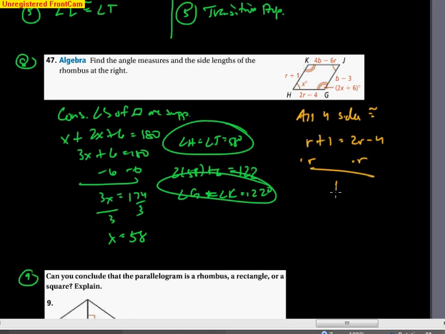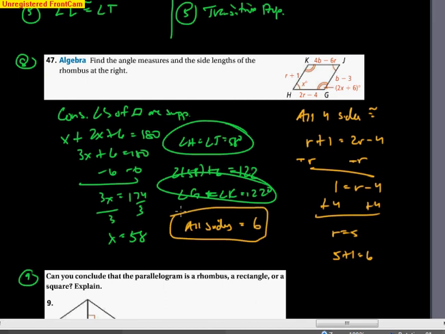Subtract r. 1 equals r minus 4, add 4. R is 5. And if r is 5, we plug it back in. 5 plus 1 is 6. So all sides equal 6. And there you go. So there's the angle measures and the side lengths in this rhombus. It's a good question.